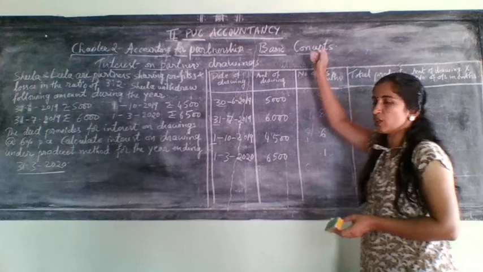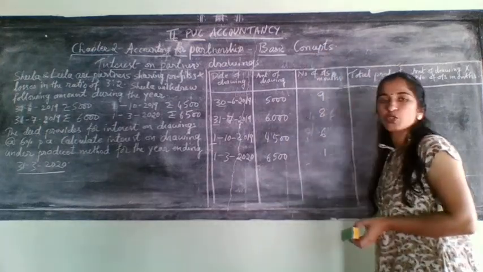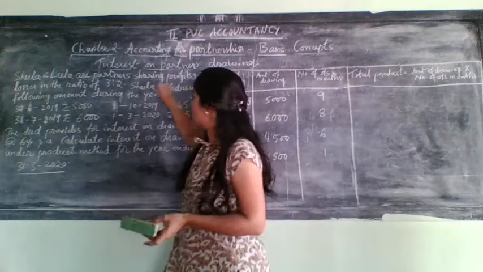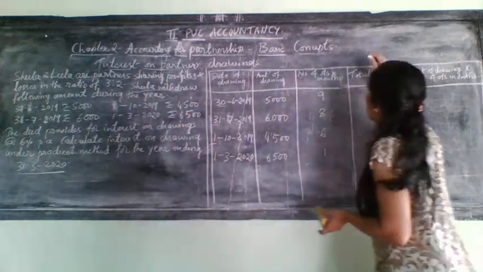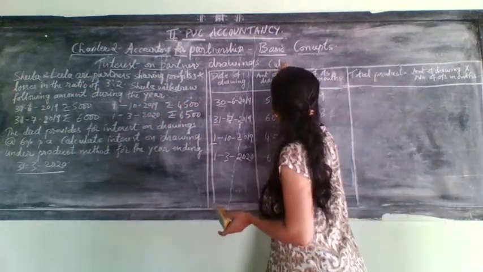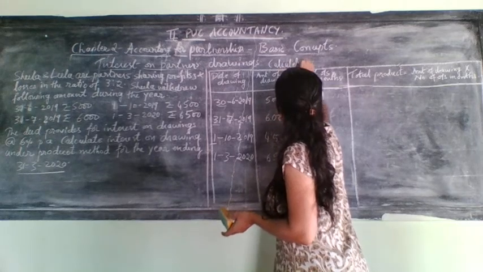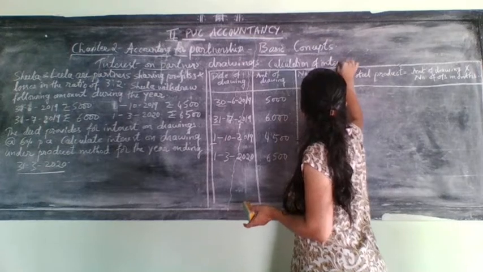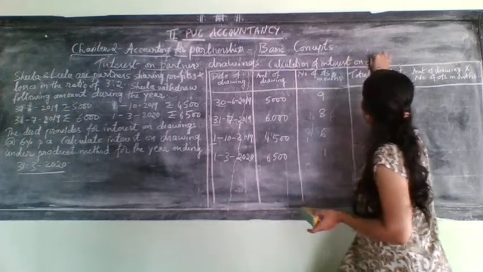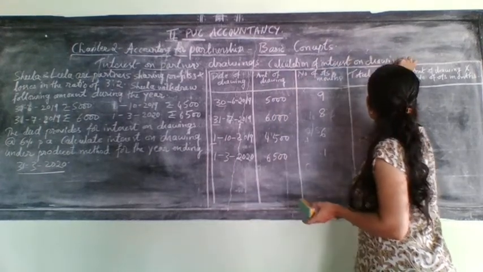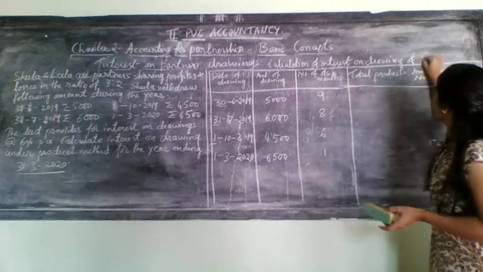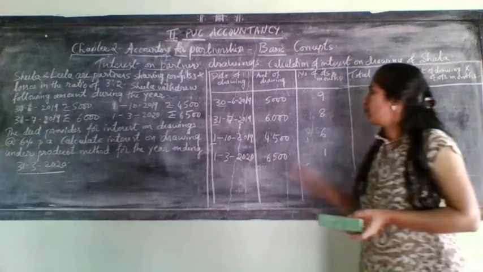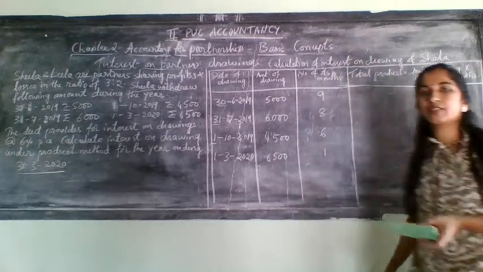Before that, I forgot to write the heading. What is the heading? Whose drawing, interest on drawing, are we calculating now? This is Sheila's. That's why here it will come: calculation of interest on drawing of Sheila. Okay, now we have completed one part of the table.